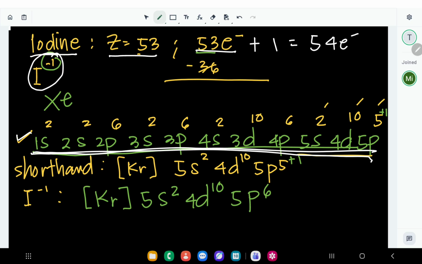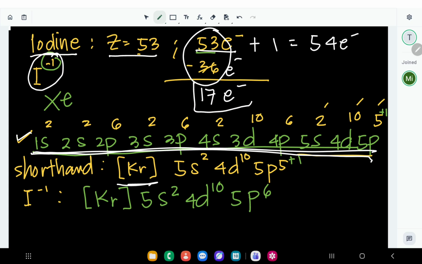Now to write the shorthand electron configuration, we look for the closest noble gas right before the element. So the closest to iodine is krypton, right? And that's why we wrote krypton here in brackets. Krypton has 36 electrons, so we just subtract 36 from 53. We're left with 17 electrons.